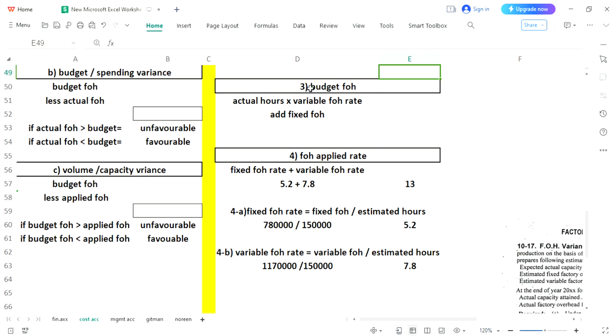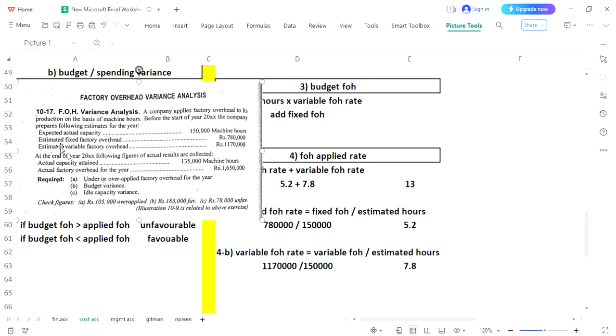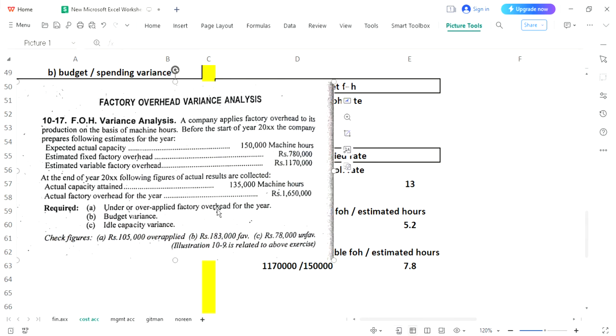Hopefully you can understand, we are going from end to start. Everything would be calculated at the right side of the page as the first step. The third step is to calculate your budget FOH, and for how it would be calculated, you need to have actual hours. So we'll go to the question, we'll search for actual hours. Here is your question, and we will see where the actual hours are.